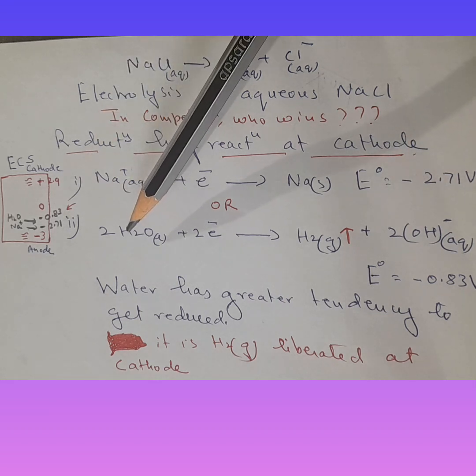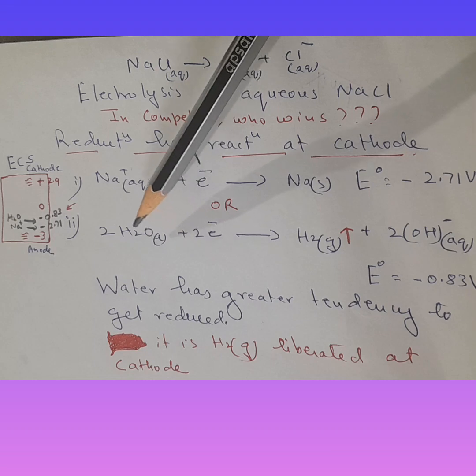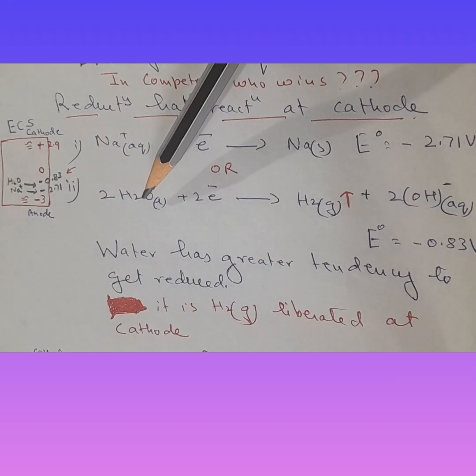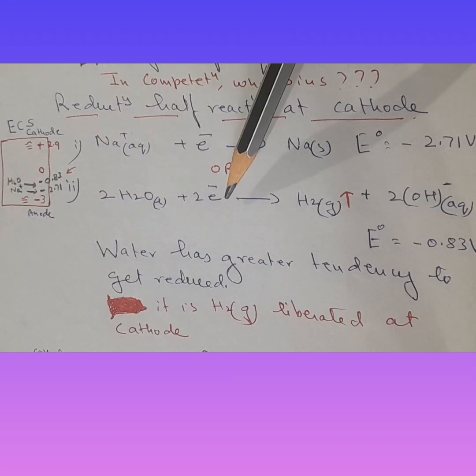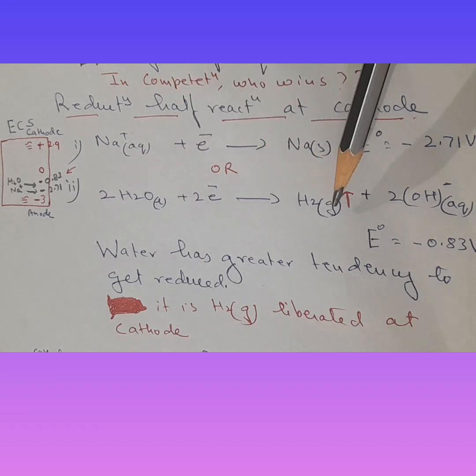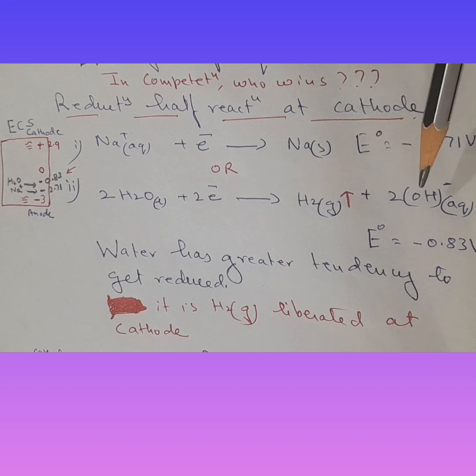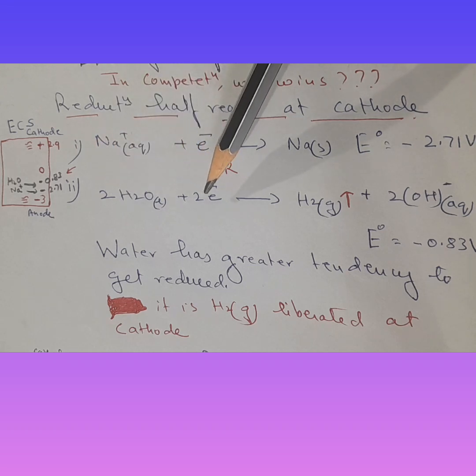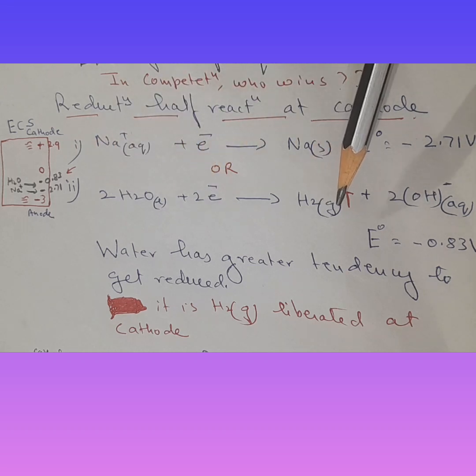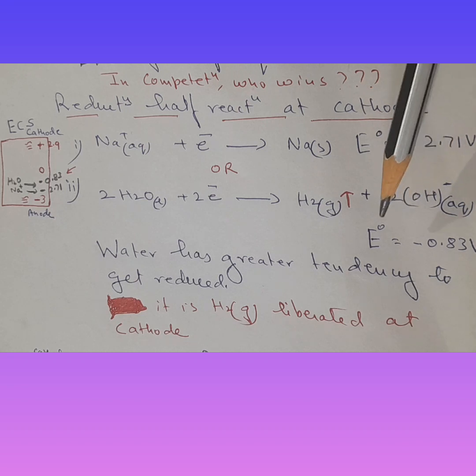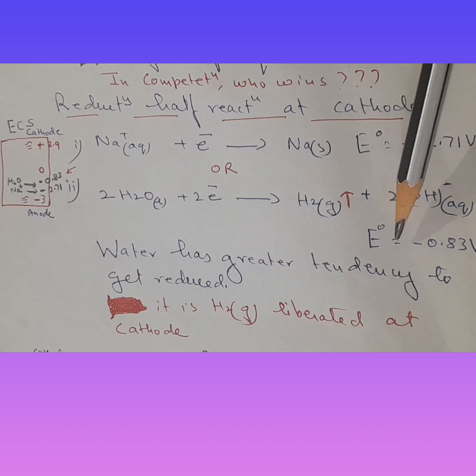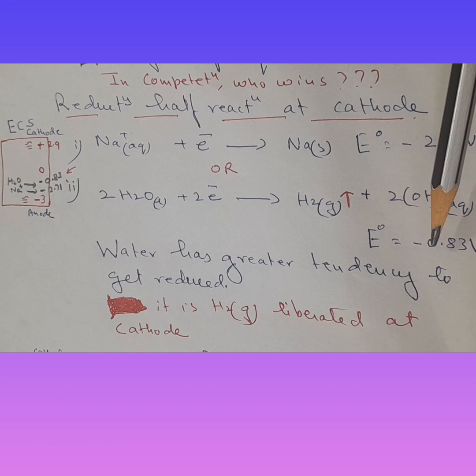Now at the same time, what happens at cathode? Electrolysis of water also occurs. Two water molecules receive 2 electrons, giving you hydrogen gas and 2 OH-. So 2 H2O plus 2 electrons gives hydrogen gas and 2 OH-, and E0 for this reaction is -0.83 volts.